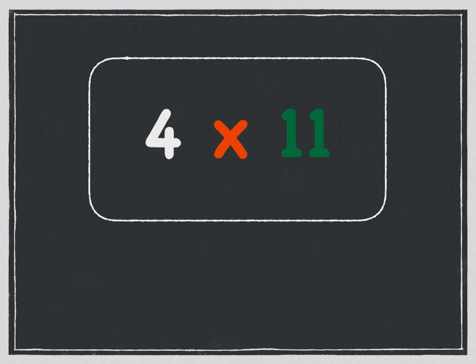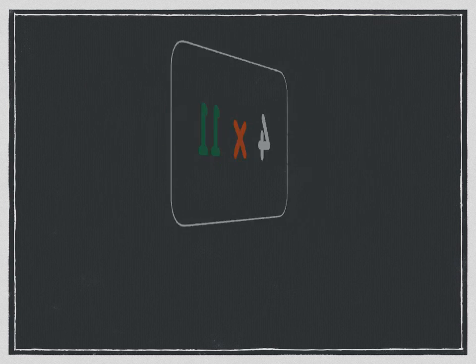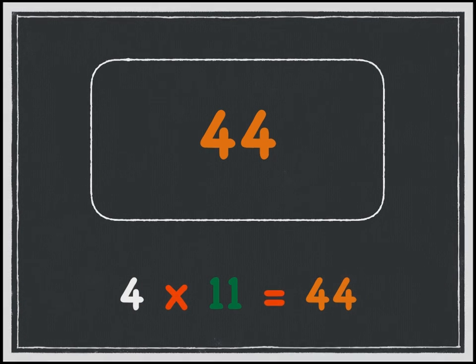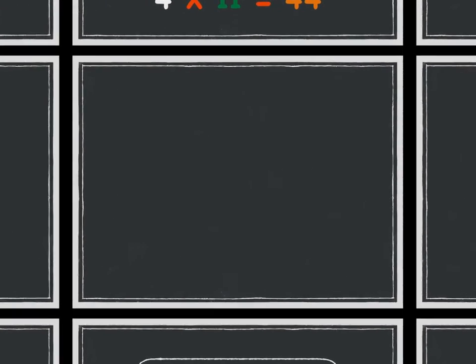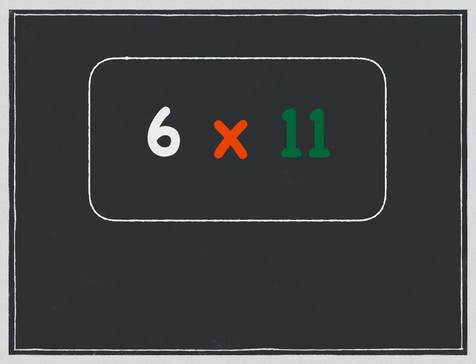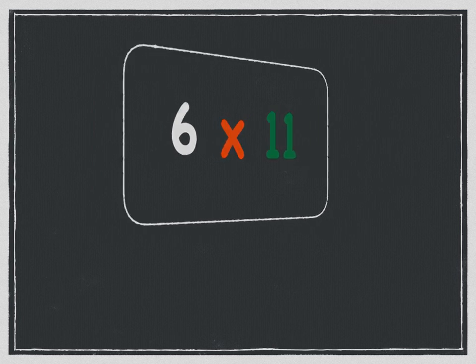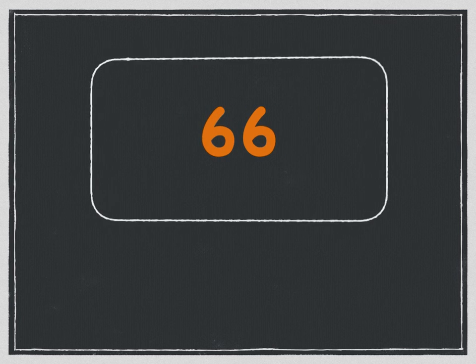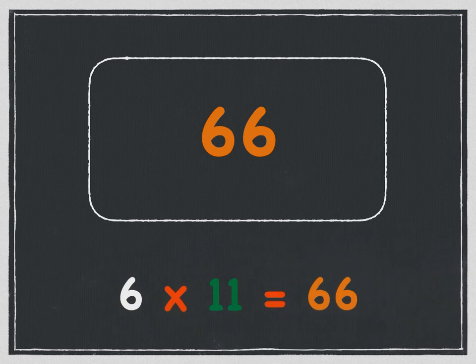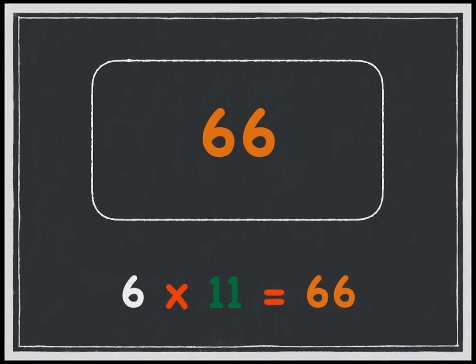4 times 11 is 44. 4 times 11 is 44. 6 times 11 is 66. 6 times 11 is 66.